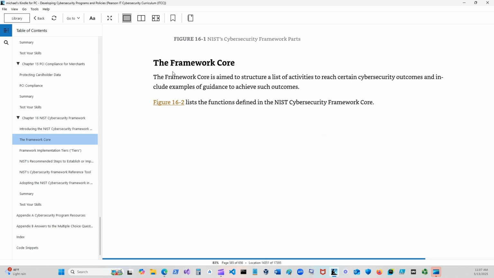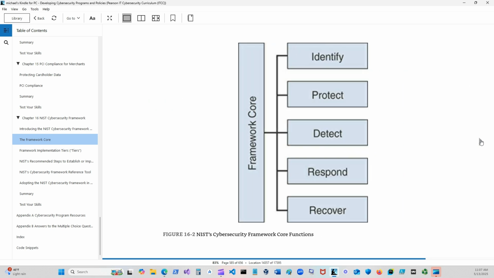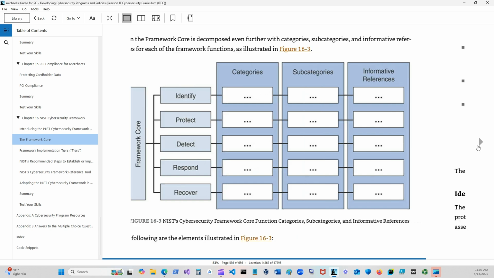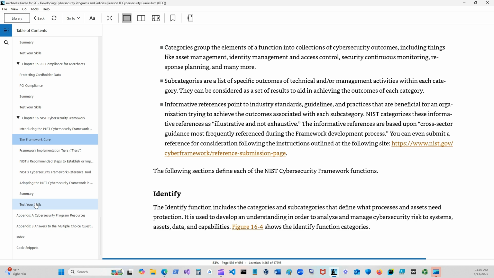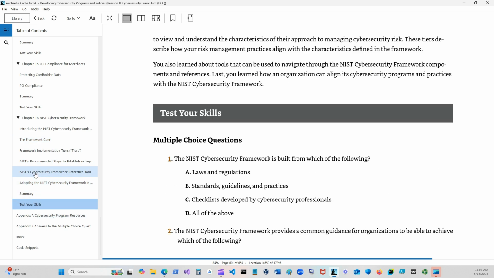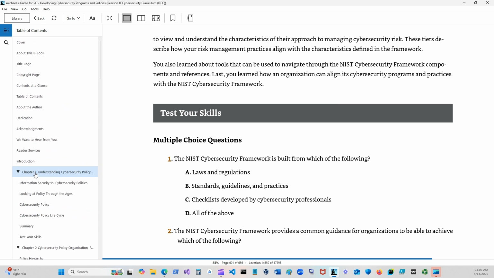Okay, the framework core. The framework core is aimed to structure a list of activities to reach certain cybersecurity outcomes, and include examples of guidance to achieve such outcomes. Framework core: identify, protect, detect, respond, and recover. These are great, right? So this is the NIST framework, and you guys should go and look up more about them, right? And then it's test your skills and stuff.